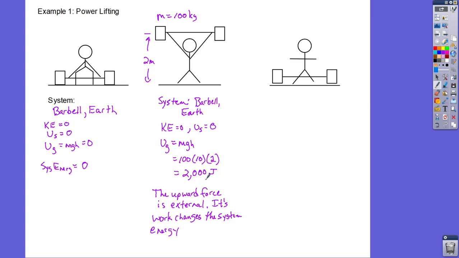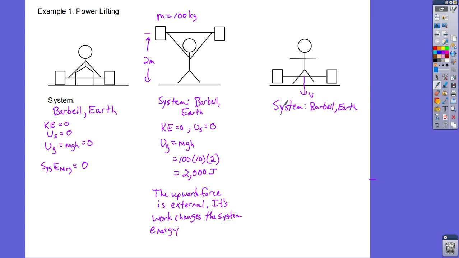Okay, so now the person is done. They drop the barbell. I don't know if they show weightlifting on TV anymore, but sometimes when they do one of these, if they're going for a world record, they just step out and drop the thing. They don't bother to put it down gently or anything like that. So at this point, this barbell is traveling downward with some velocity. This is the instant just before it hits the floor. Our system is still the barbell and the Earth.